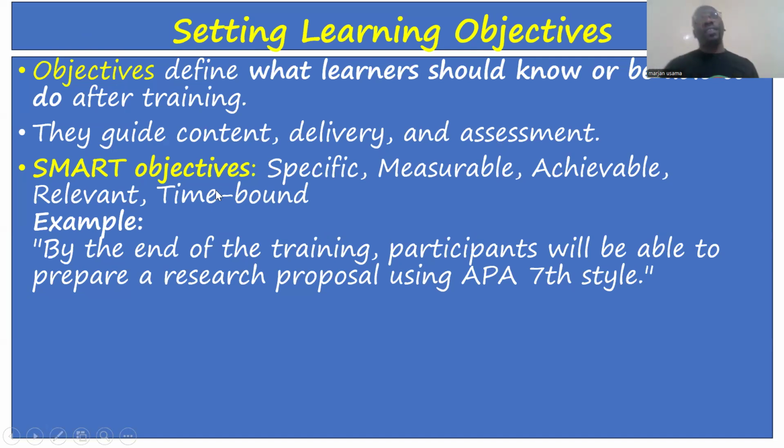And the most important thing is our objectives should be SMART. That is, the objective of our training should be specific, measurable, achievable, relevant, and time-bound. Look at this objective, for example. By the end of the training, participants will be able to prepare a research proposal using APA 7 style. So this is an objective that is very clear. There is no ambiguity.